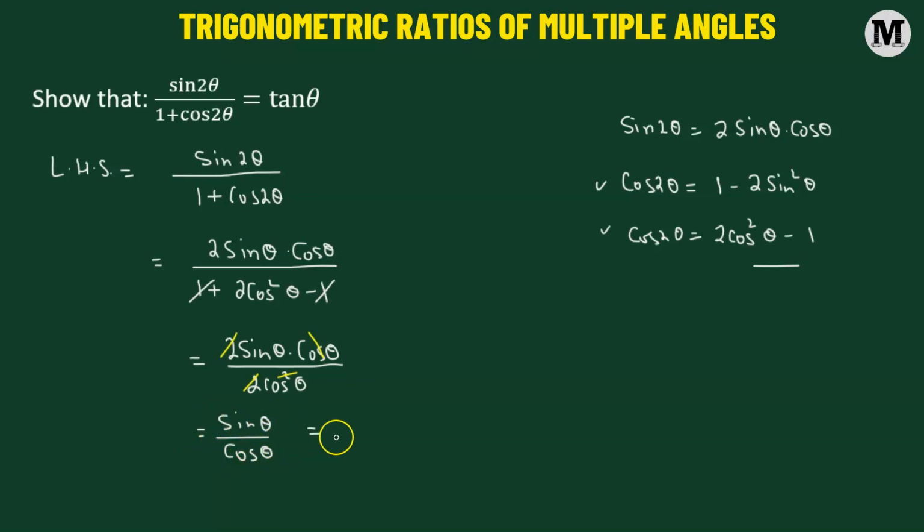Now what's the ratio of sine over cosine? That's the tangent function. So we have tangent of theta, and this is exactly the expression on the right hand side. So therefore we have successfully shown that the left hand side is equal to the right hand side, hence proved.